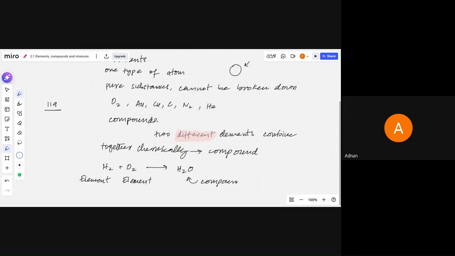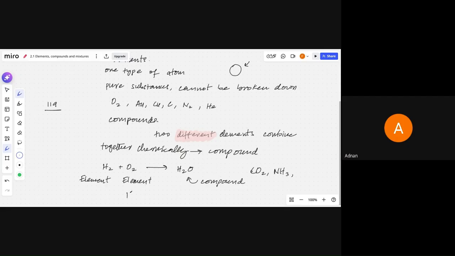So now these elements are chemically combined and they cannot be separated by physical means. As I've just described, a chemical reaction is needed to break apart the chemical bonds between elements in compounds, right? Other examples of compounds are carbon dioxide and ammonia, and many other examples can be given.